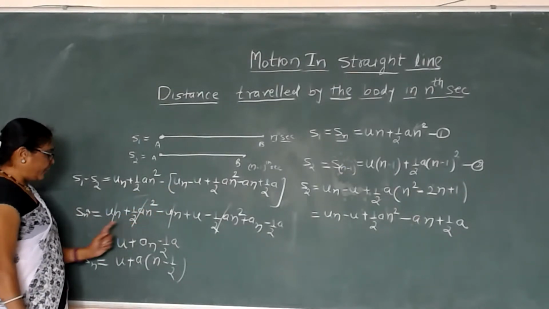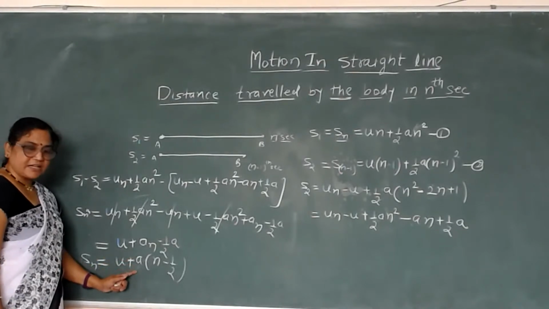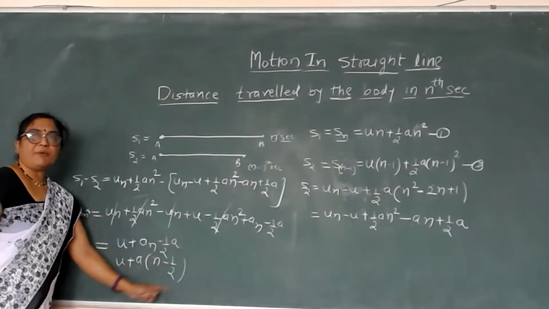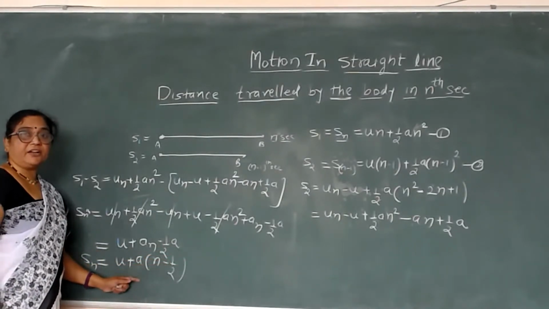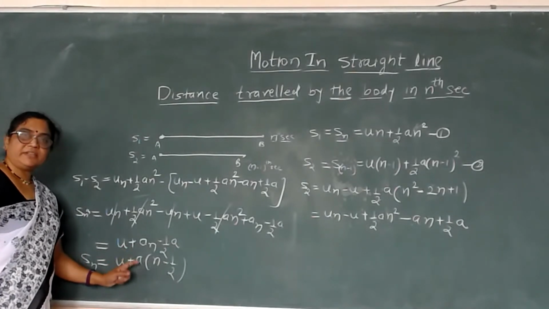Then we get the value Sn equal to u plus a into n minus half a, where u is the initial velocity, a is the acceleration, n is the time. So this is the formula. This formula is used to derive the expression for the distance traveled by the body in the nth second.